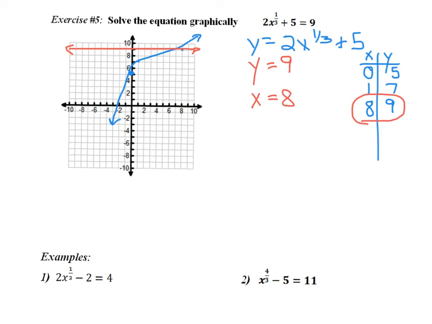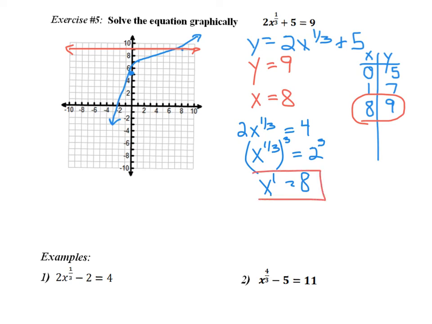Now if I solve this algebraically as well, I could say, going back to my equation, 2x to the 1/3 plus 5 equals 9. If I subtract 5 from both sides of the equation, that would be equal to 4. If I divide both sides of the equation by 2, I'm getting x to the 1/3 is equal to 2. Raise both sides to the reciprocal exponent. Hopefully you're getting used to this process by now. So this gives me x to the first is equal to 2 to the third power, which is 8. And I see that that algebraic solution matches the solution that I did on my graph.